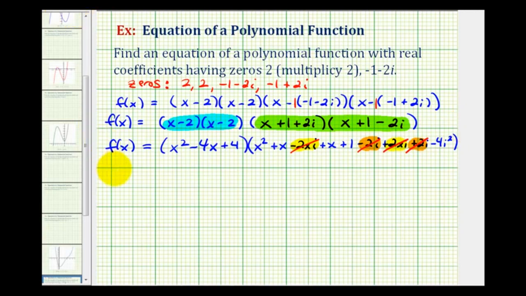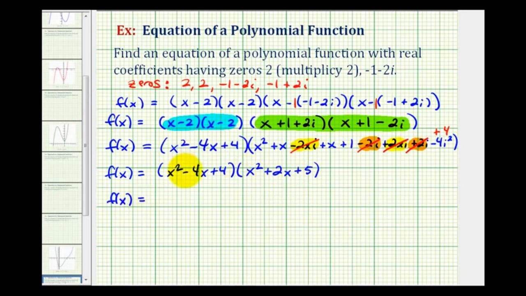So now we have f of x is equal to x squared minus 4x plus 4 times the quantity x squared, we have plus x plus x, that's plus 2x. And then we have 1 minus 4i squared, but i squared is equal to -1. So -4 times -1 becomes plus 4. 1 plus 4 is equal to 5, so we have plus 5. Now we're going to multiply these two trinomials together to find our polynomial function. And again, we have 3 terms here, 3 terms here, so we'll have 9 products.